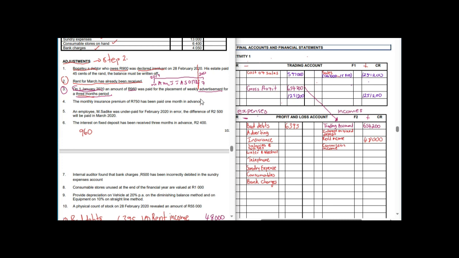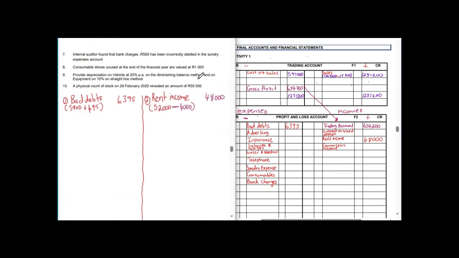The 1st of January is the first month, the second month is February, which is the end of our financial year. And then the third month is March, meaning it's beyond our financial year. As we said, anything beyond our financial year needs to be subtracted. So now we can go and write our advertisement.